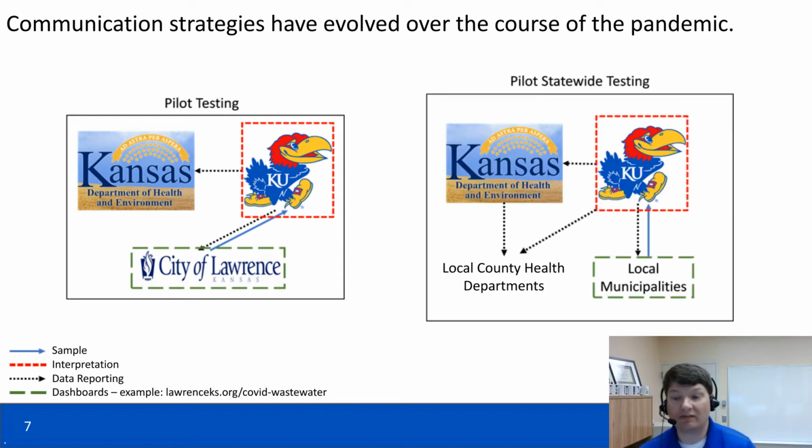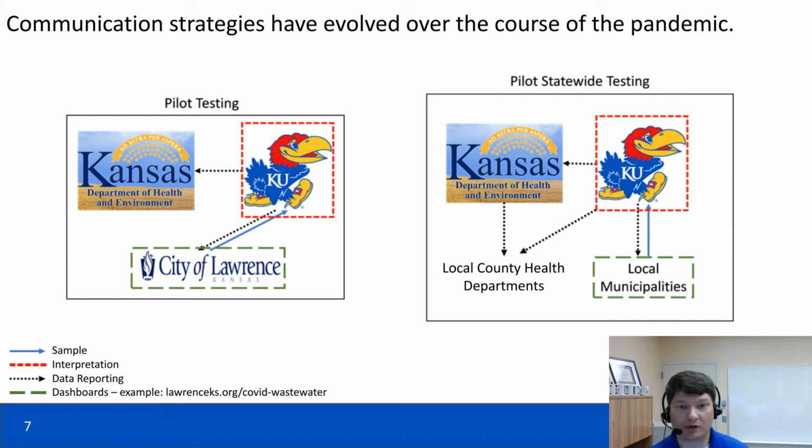After our pilot phase testing, we started expanding this to more of a statewide testing phase. And so again, this took on a very similar structure where local municipalities were sending us the samples, which is highlighted in the blue arrow. We were extracting the virus, quantifying the virus, and data processing here at KU. And then we were reporting the data. And in general, we took the philosophy of giving the data out to as many people as possible.